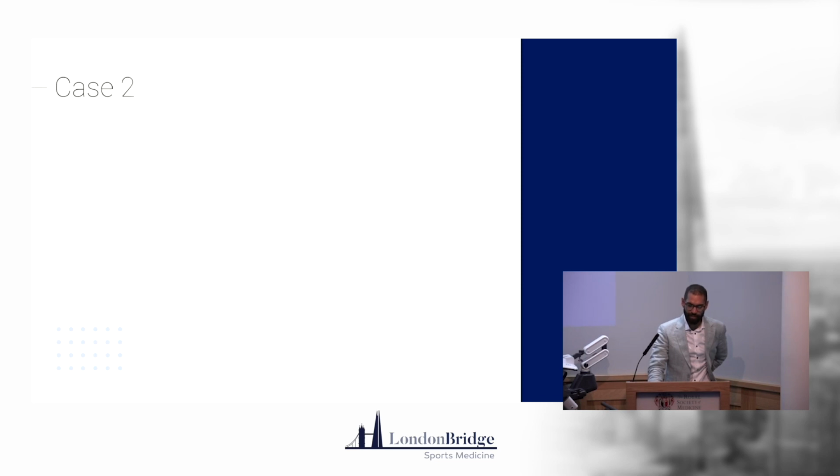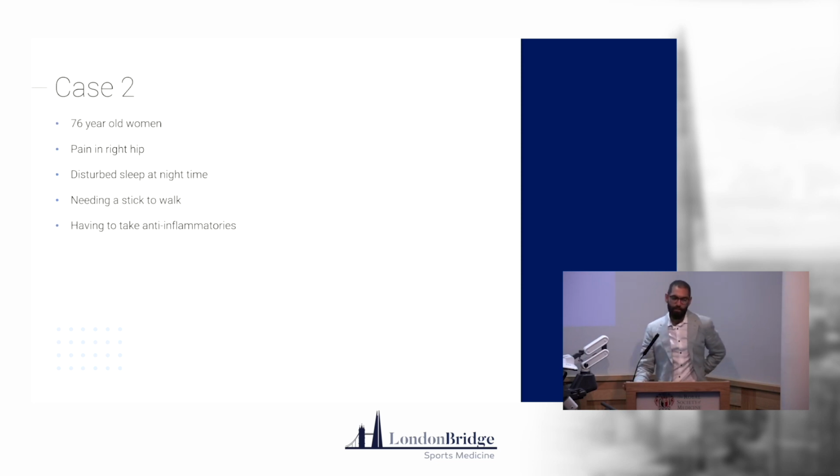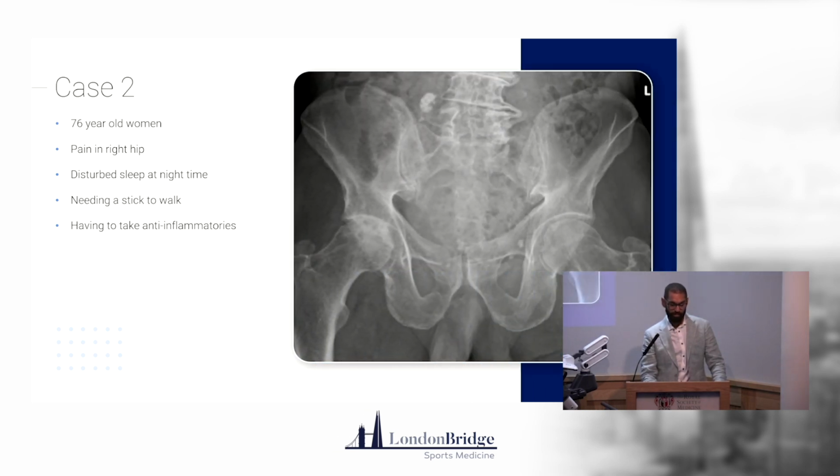Second case. A 76-year-old woman, pain in the right hip, disturbed sleep at night time, needs a stick to walk now. Have you taken anti-inflams? Any thoughts? X-ray? Ultrasound? X-ray? You're suspecting OA hip. This is a tricky one because if it's a trochanteric bursitis, an acute flare, it's not going to show on an X-ray. So now you're umming and ahhing between whether this is an OA or a trochanteric bursitis. The reality is it's probably going to be a bit of both.